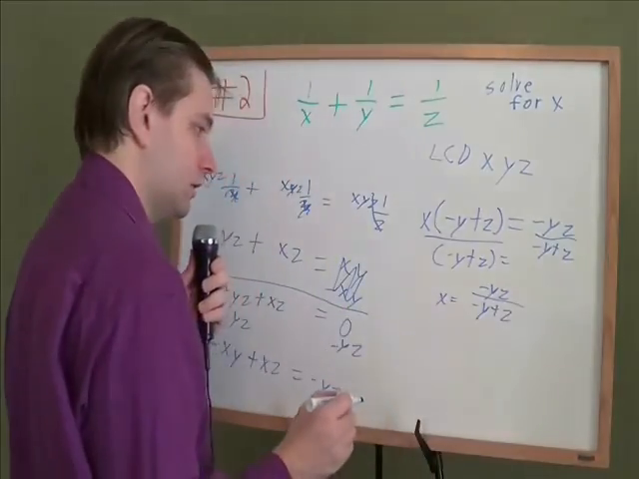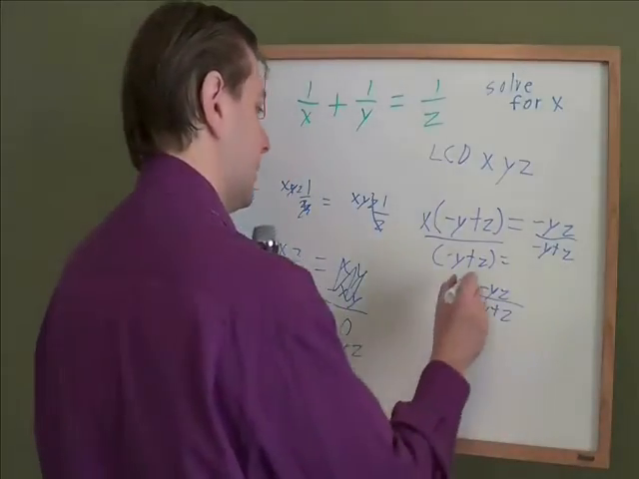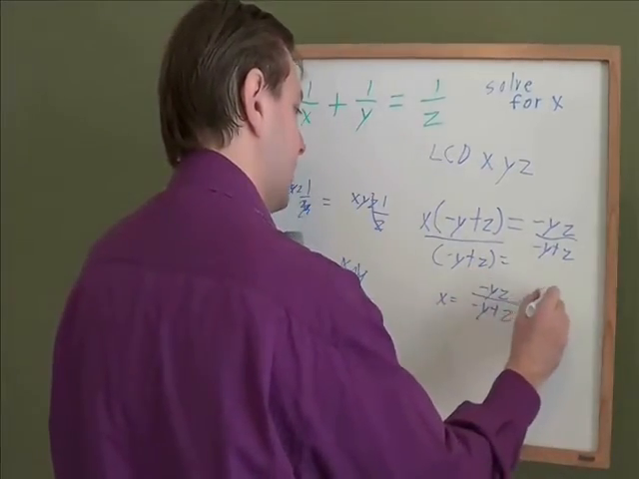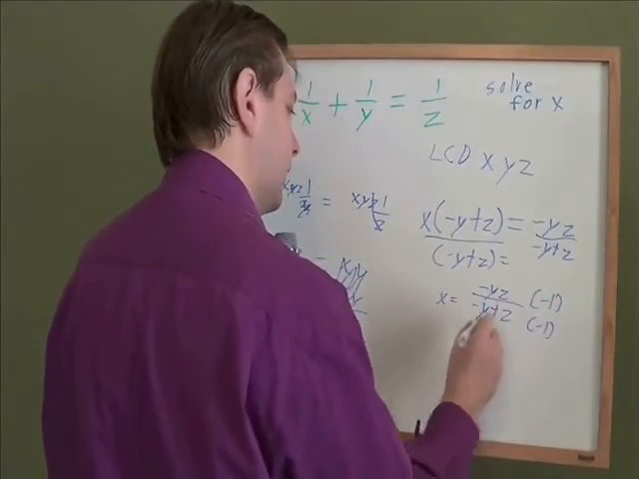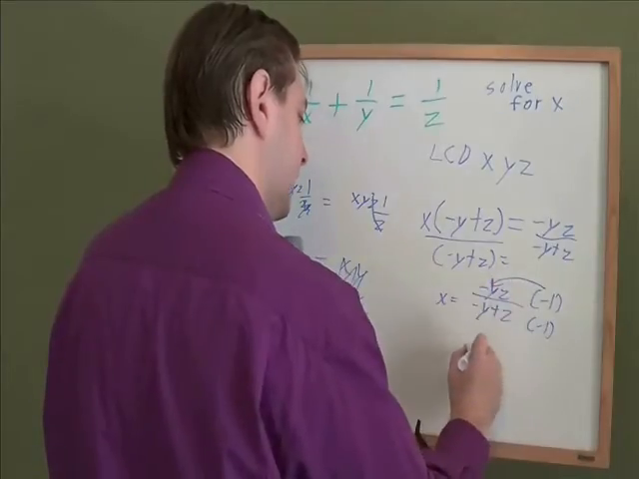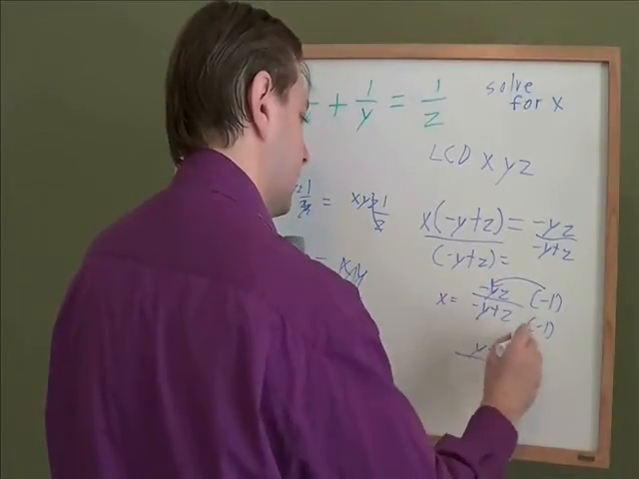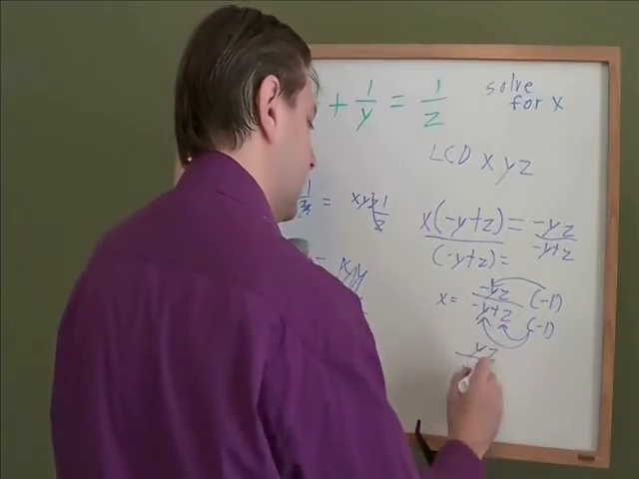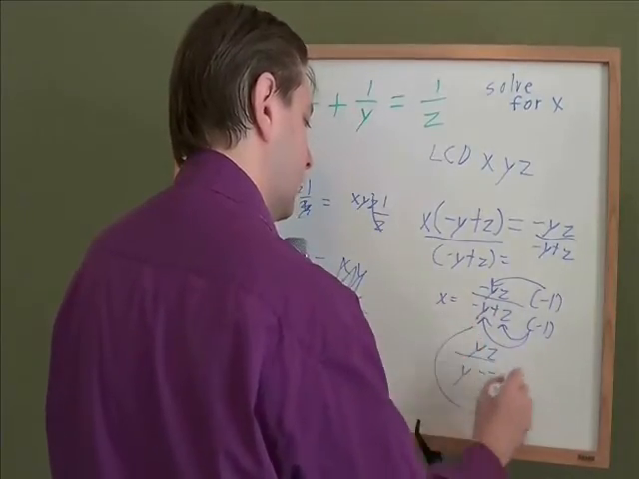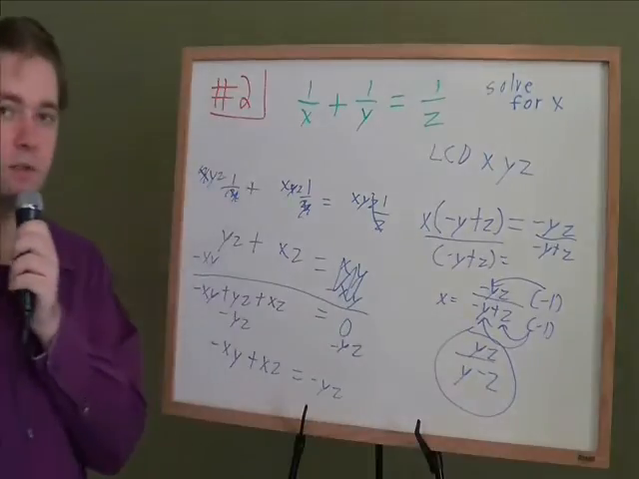Now it's a multiple choice, so they'll probably clean this up a little bit. They'll probably multiply both the top and bottom by negative 1. I'll just get rid of that negative in front there. It'll give you positive yz over positive y minus z. And that is our answer.